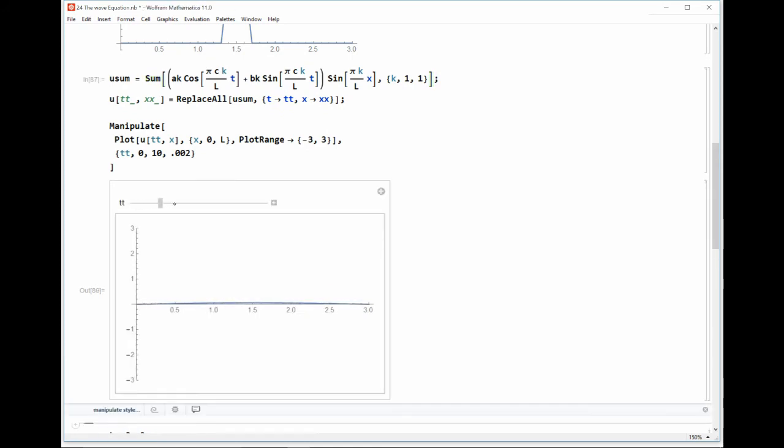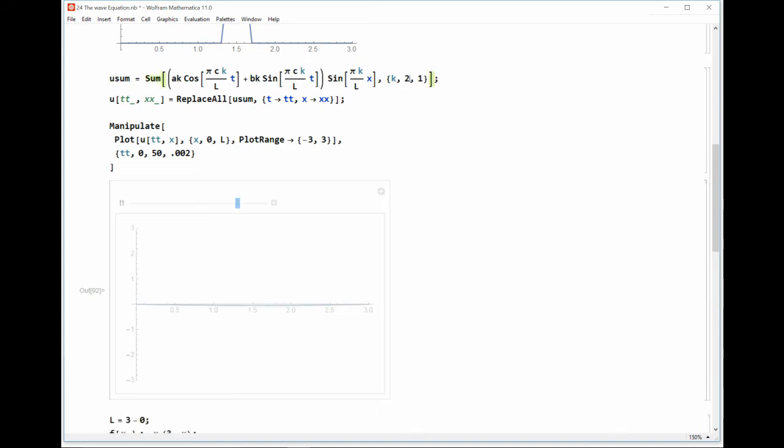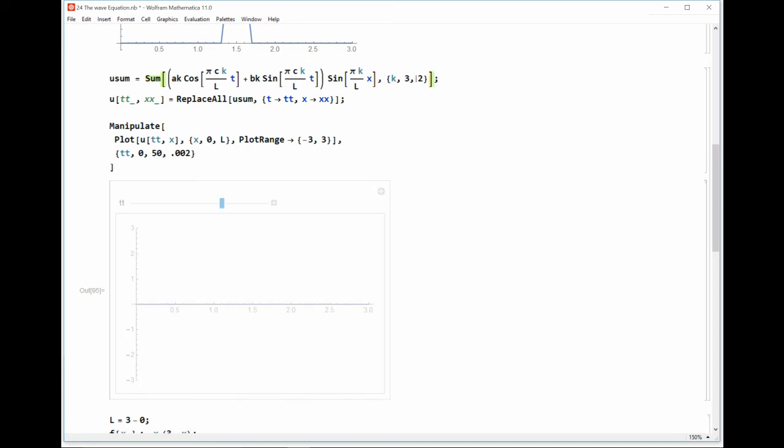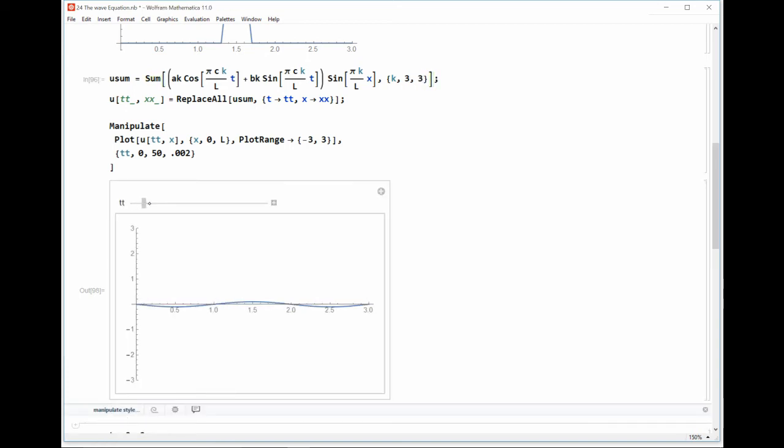So let's look at the first component of my sum. It's just the string oscillating around the center. Just goes up and down, up and down, up and down. What's the second component? The second component is 0 because the coefficient is 0. Let's look at the third component. The third component is the wave that starts this way, but then it's a stationary wave. It doesn't move anywhere. It just goes up and down, up and down.